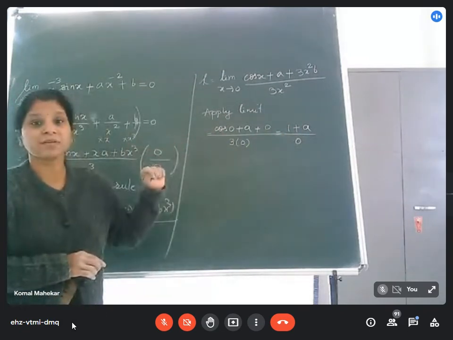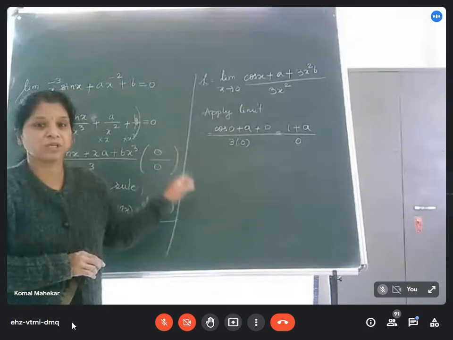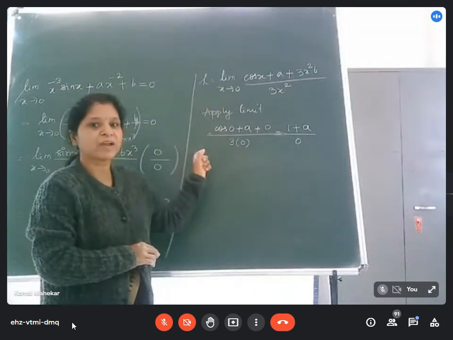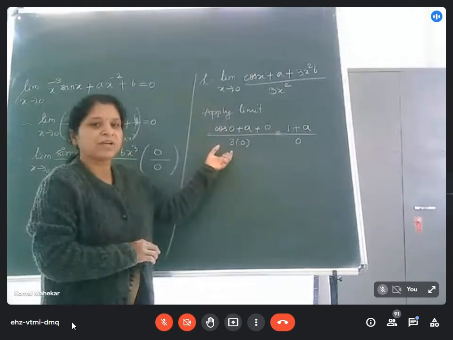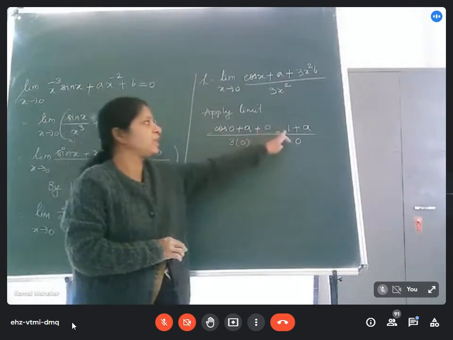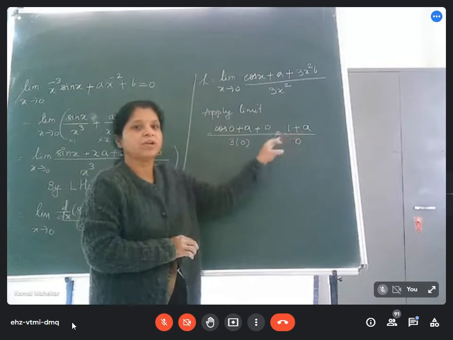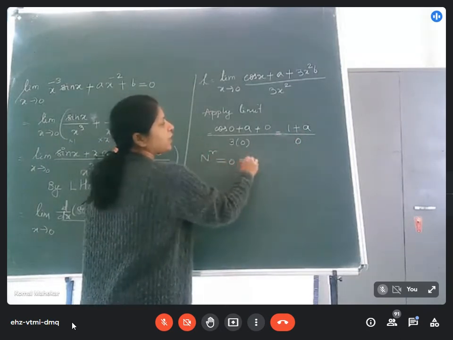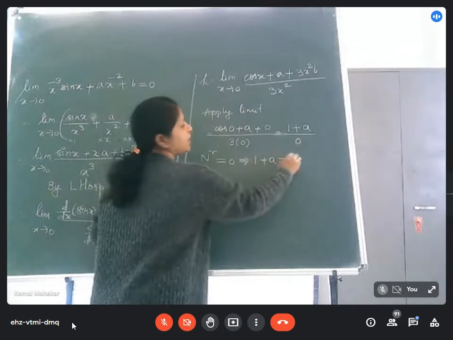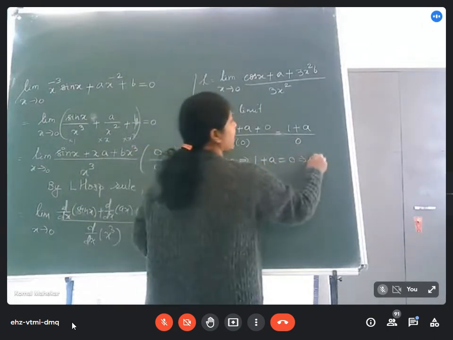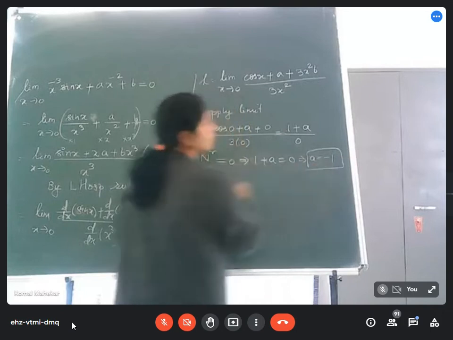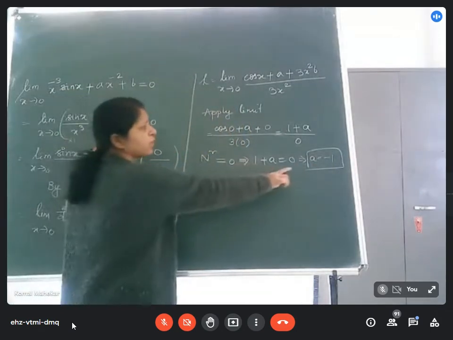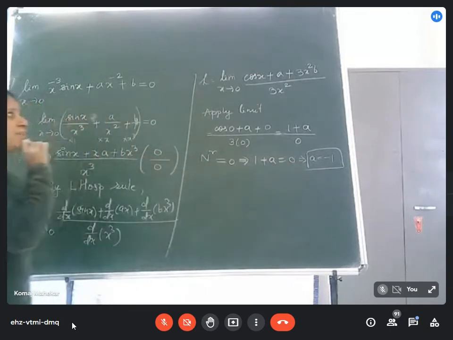Now what is given? The limit of this function is given as 0, that is finite, and we get a finite limit when it is in 0 by 0 form. So we will equate this numerator with 0. What is the numerator? 1 plus a. Equate it with 0, we get the value of a as minus 1. So we get the value of the first constant a as minus 1.